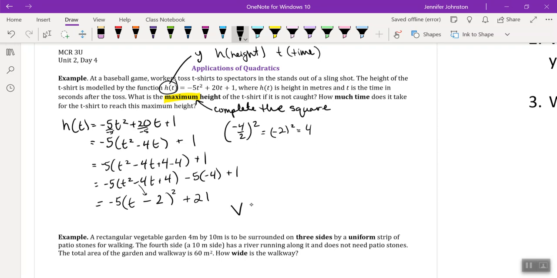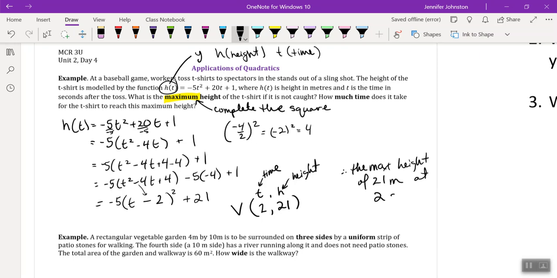Alright, so we can see that the vertex is going to be 2, 21, where x is t for time. This is our time. And our y value is our height. So therefore the max height of 21, it's in meters, at 2 seconds. Alright, let's check out the next question.